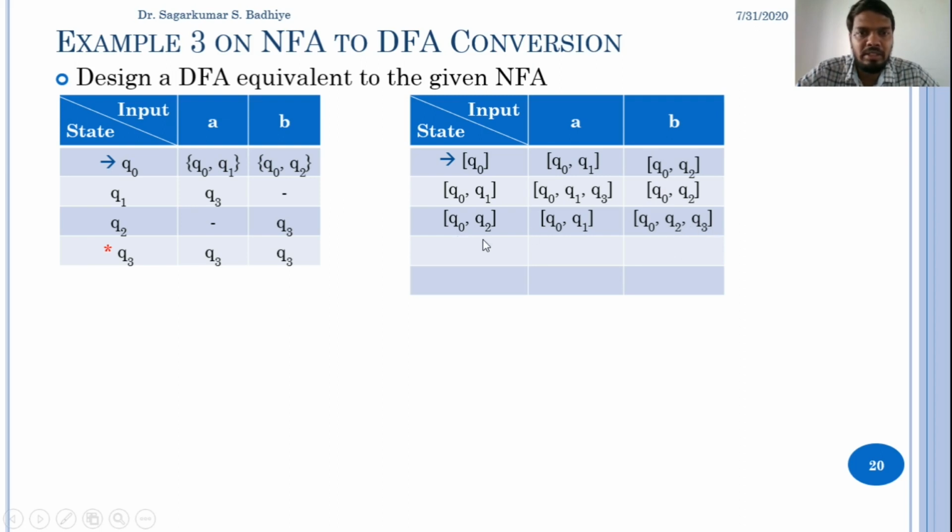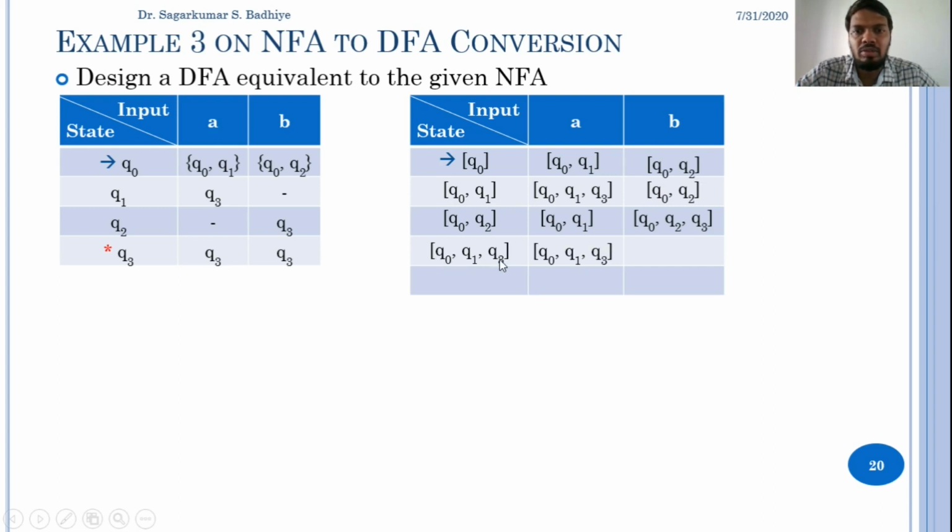So the next state in the present state column shall be Q0 Q1 Q3. So now Q0 Q1 Q3 on A, the next state will be obtained from the NFA table. So Q0 on A goes to Q0 Q1, Q1 on A goes to Q3, and Q3 on A goes to Q3. So in the equivalent DFA, Q0 Q1 Q3 on A transits to a state which is a combination of all these states. So it will be Q0 Q1 Q3, right?